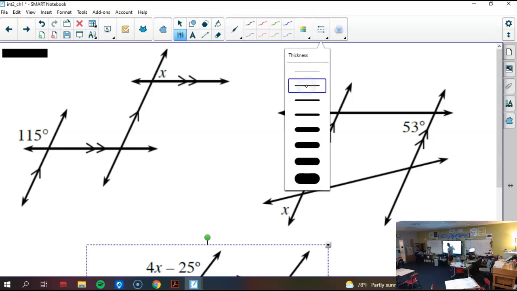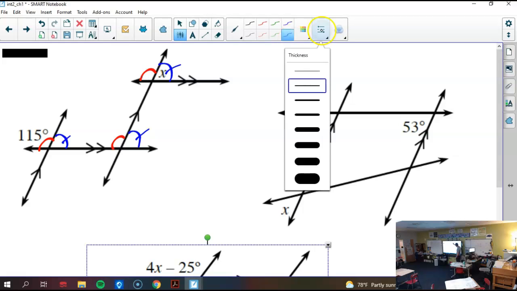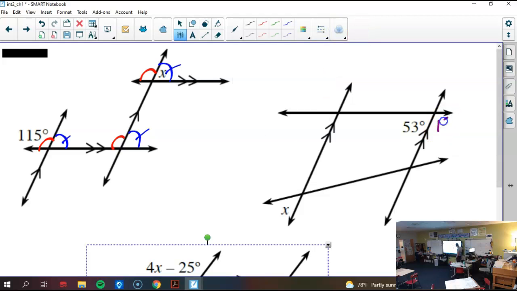65. Because it's the same measure as this angle, which is the same measure as this angle, which is the same measure as this angle. They're all technically corresponding. Oh, I did it like 115 is that angle, and then also that angle. Yeah, 115 is this angle, or this angle, or this angle. So over here, wait. What's 180 minus... Oh, well, it's 127.